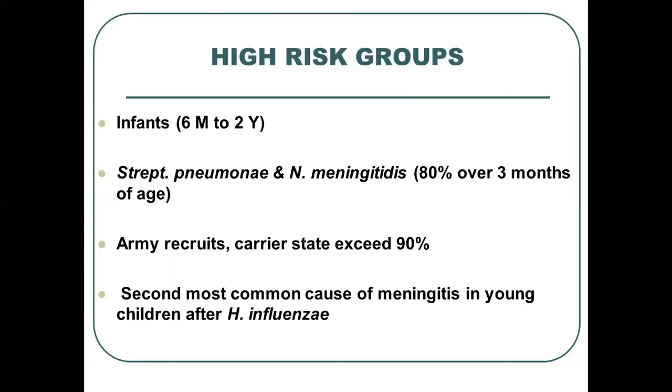So we have three important organisms that cause meningitis. We have Streptococcus pneumoniae and Neisseria meningitidis, both of which cause it above 3 months of age, and Haemophilus influenzae, both in infants and in adults.